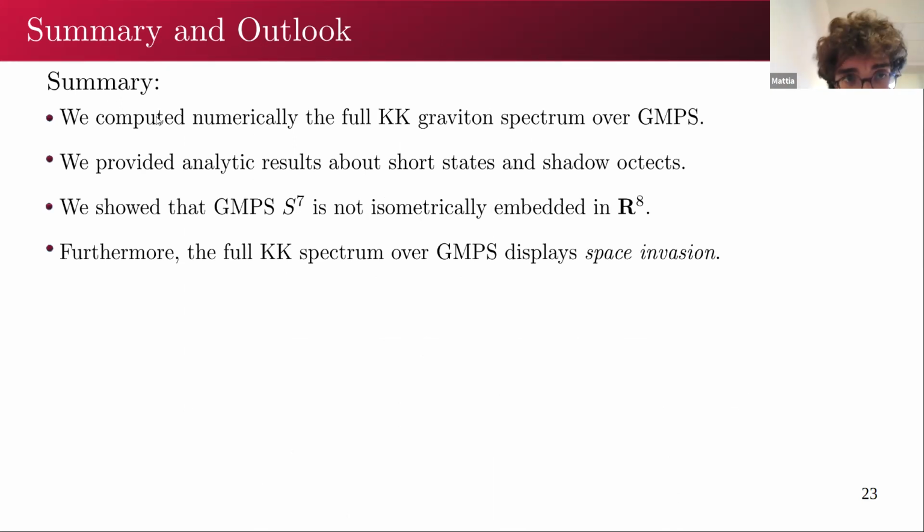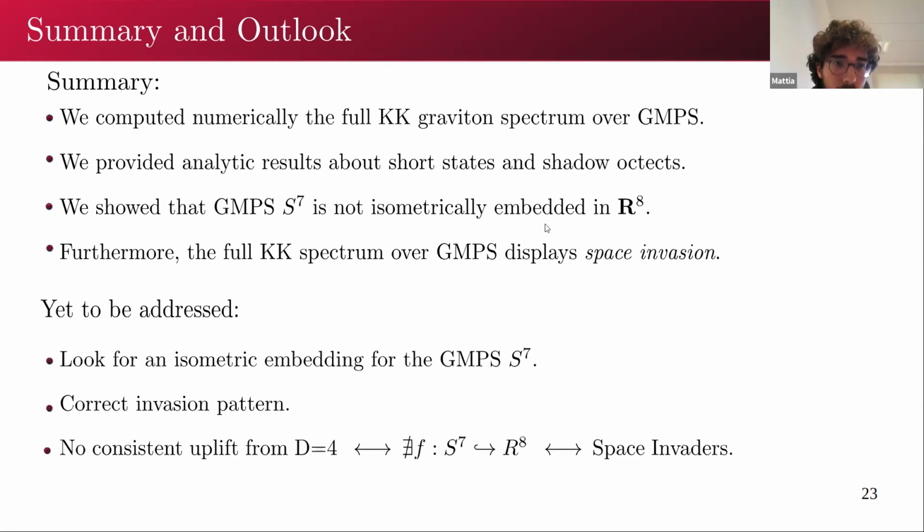What we have shown today is the numerical computation of the full Kaluza-Klein graviton spectrum over this M-theory solution, which happens to be the dual of the cubic deformation of ABJM. We were lucky enough to provide some analytic results as well. And these allowed us in turn to show that this internal metric on which we are compactified is not isometrically embedded in R8. And furthermore, the full Kaluza-Klein spectrum displays space invasion.